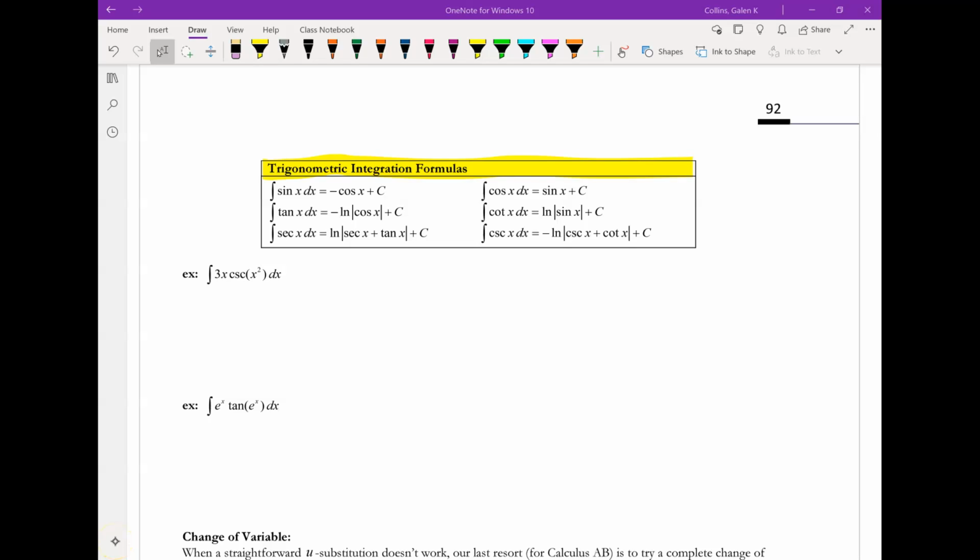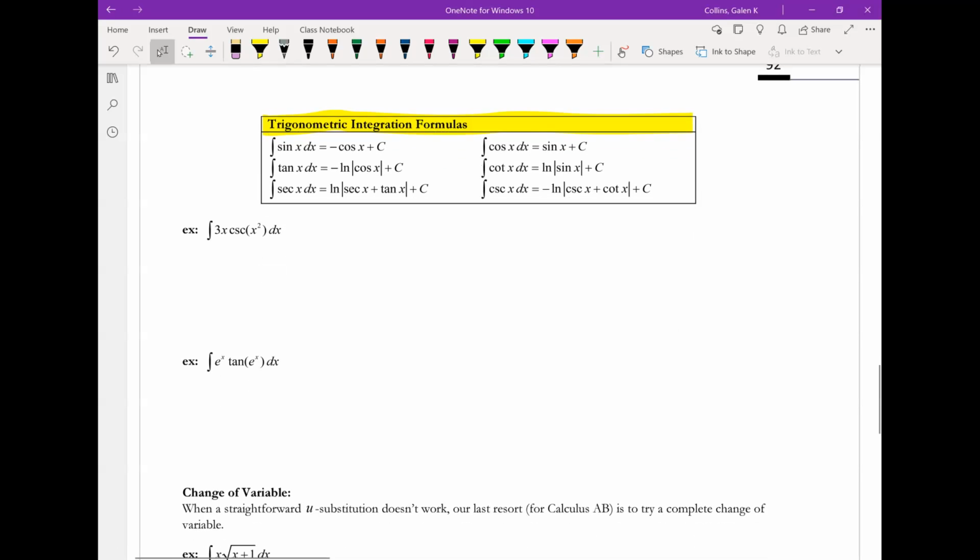On page 92, we have our box with our trig integration formulas and a couple more examples. So again, when we're doing a u sub, we're looking for that innermost function to be u. So in this example, u is x squared. If we take the derivative with respect to x and multiply by dx, we get du is 2x dx.